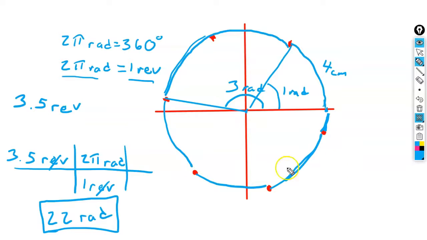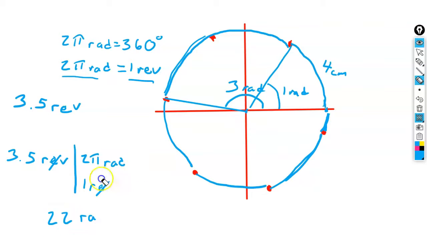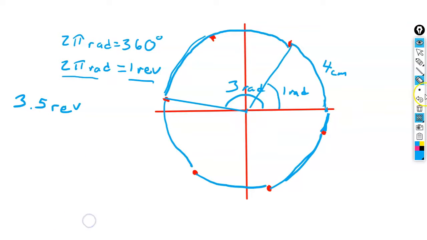If I was doing degrees, it'd be the same exact way. So let's erase this here and do one quick conversion from degrees into radians. Normally we're converting into radians because that's what we're going to be working with the most. But you can use this to go the other way. But let's just pick an angle. 60 degrees is a popular one. And so let's convert that into radians.